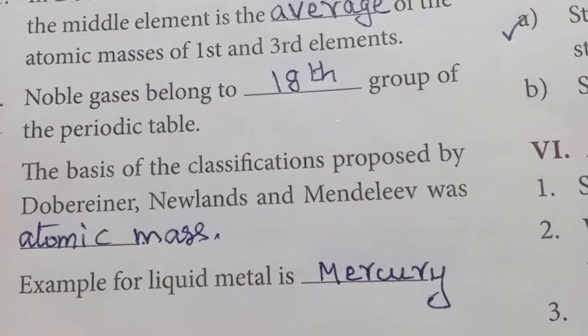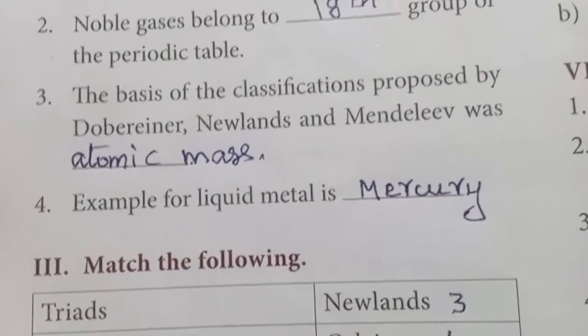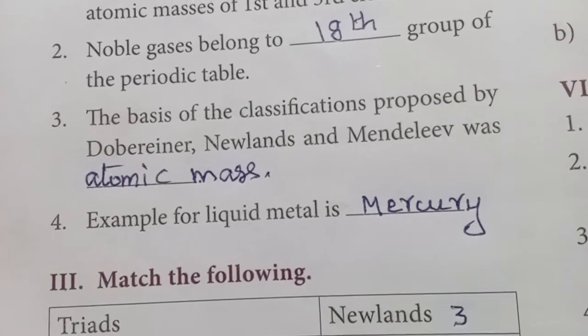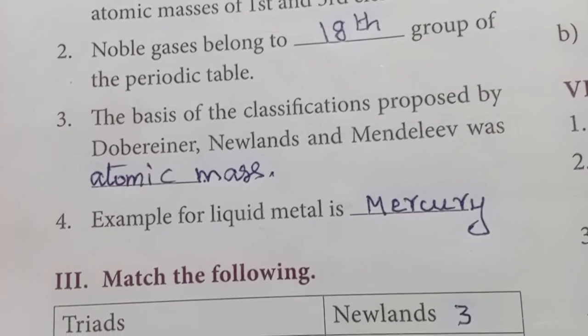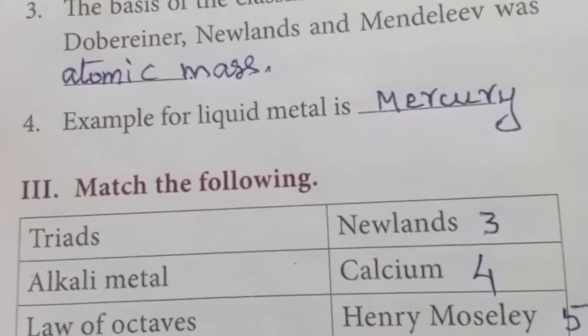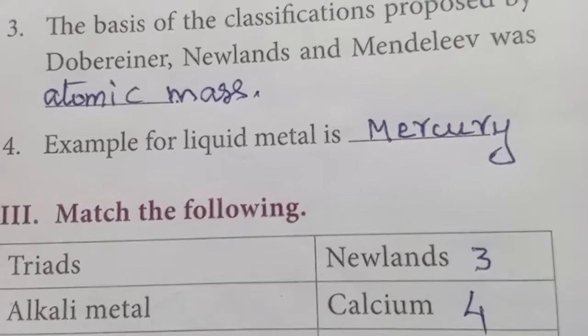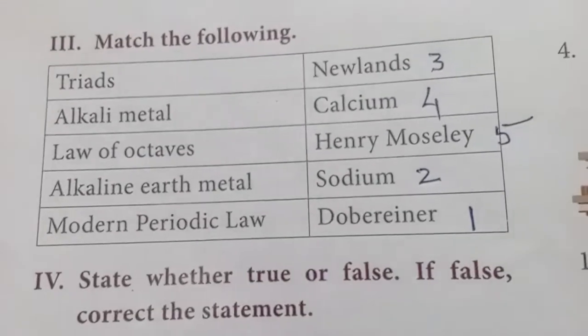Noble gases belong to the 18th group of the periodic table, that is argon, neon, helium, like that. The basis of the classification proposed by Dobereiner, Newlands, and Mendeleev was atomic mass. An example of a liquid metal is mercury, because mercury is the only metal that exists in a liquid condition at room temperature. Next one is match the following.